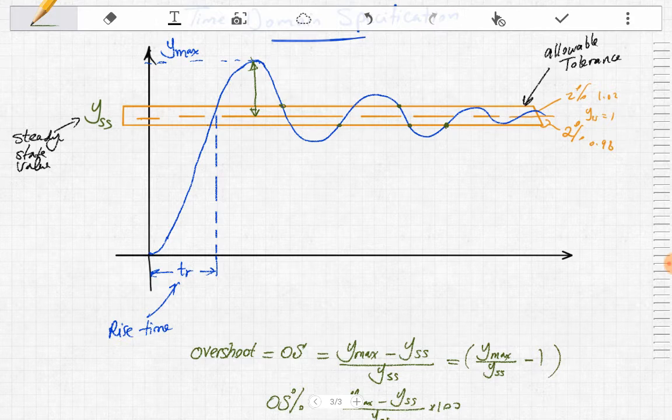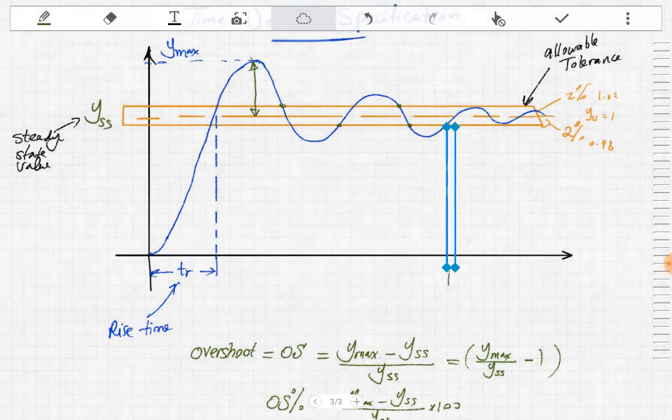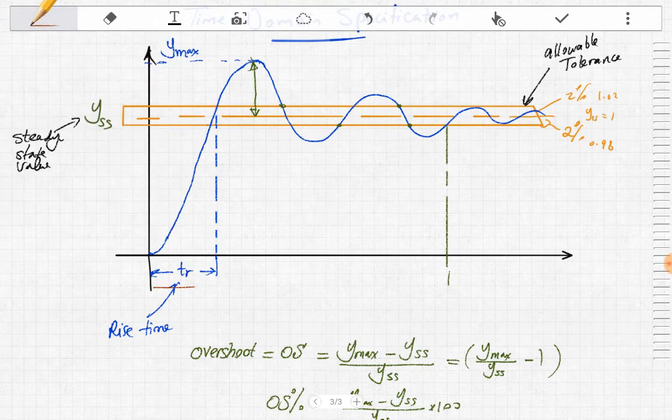So we'll make a line here. This value we're going to call the settling time, from 0 till it reaches this instant. Call it TS, settling time.